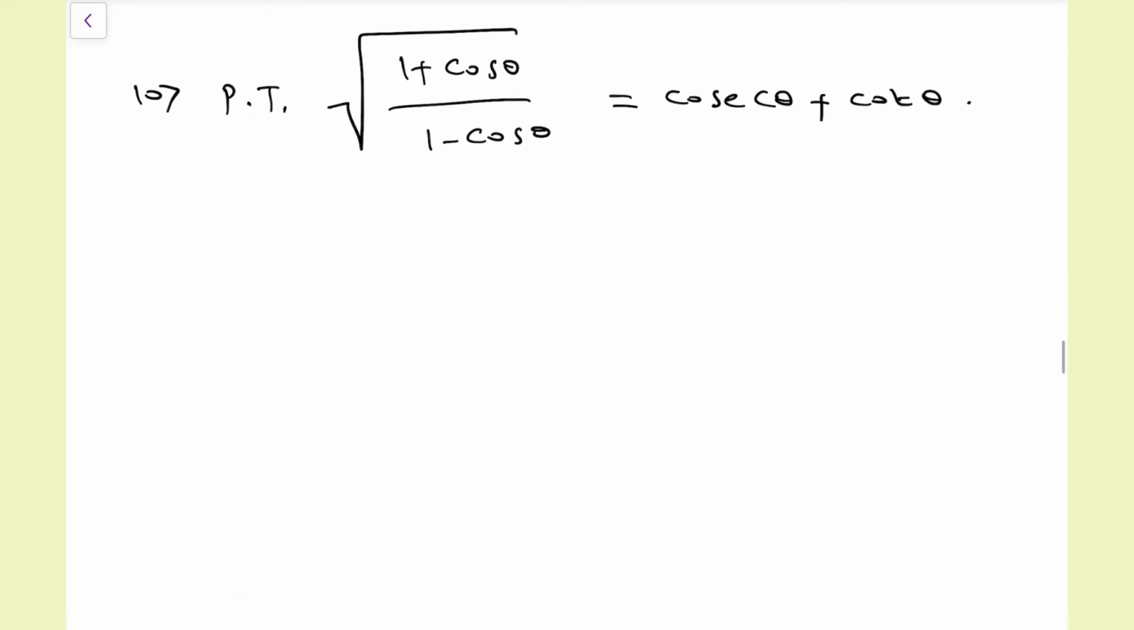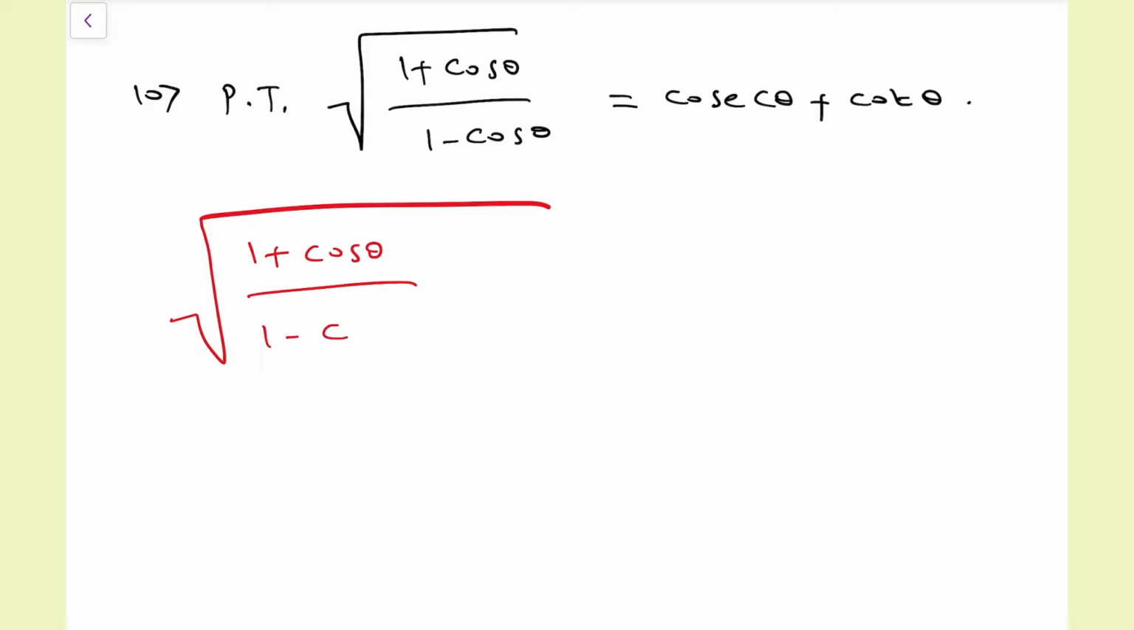Next, prove that under root (1 plus cos theta) divided by (1 minus cos theta) equals cosec theta plus cot theta. Whenever in the question this under root is there with a numerator and denominator, the same process applies, just remember. Under root (1 plus cos theta) divided by (1 minus cos theta) into, here in the denominator a minus symbol is there, which means you need to write a plus symbol. If plus is there, then minus. So here 1 minus cos theta is there, right? So we need to write (1 plus cos theta) divided by (1 plus cos theta).